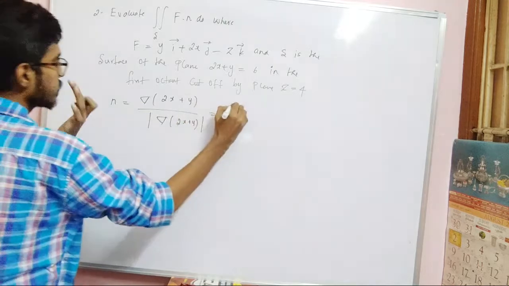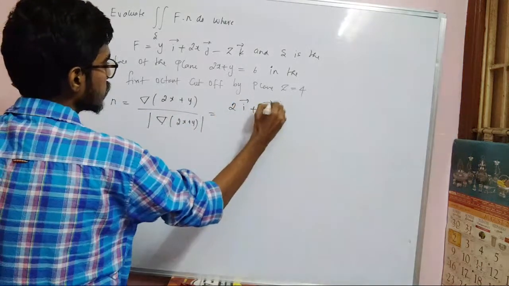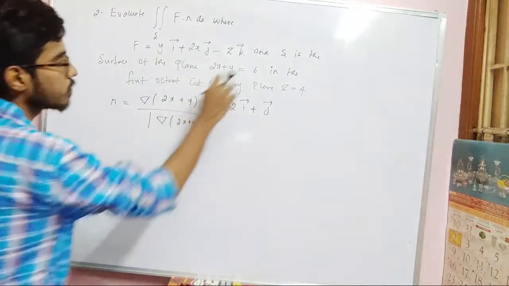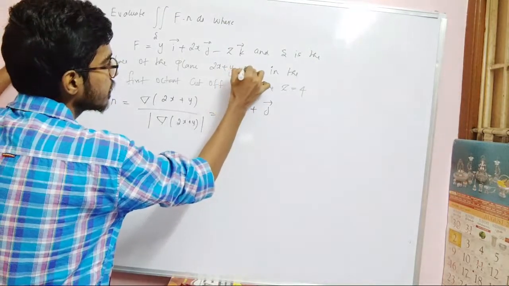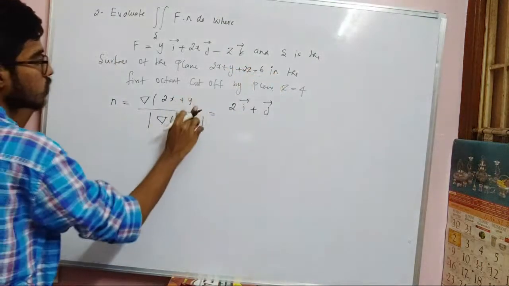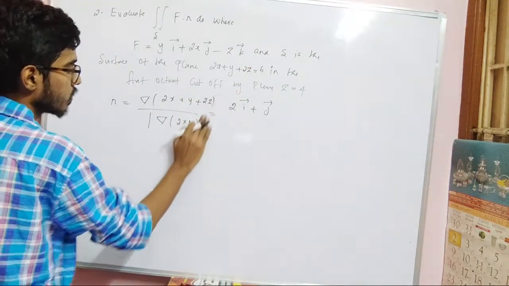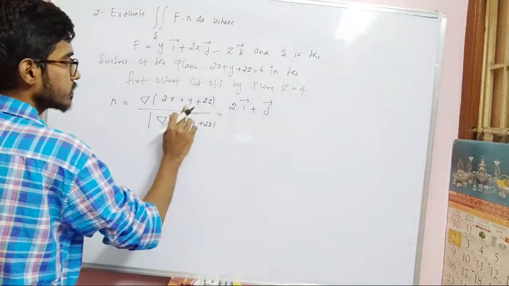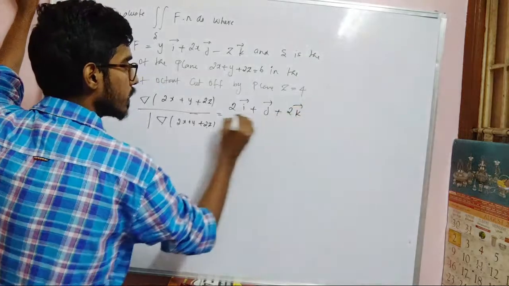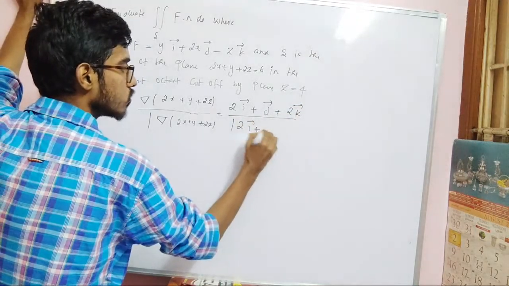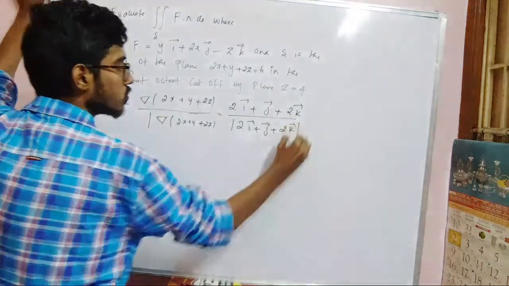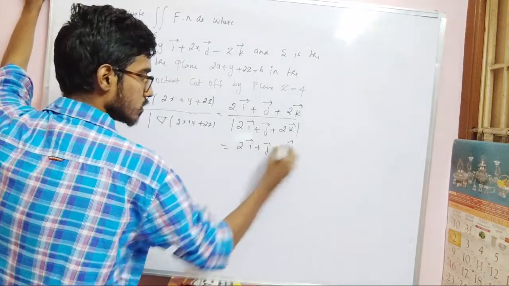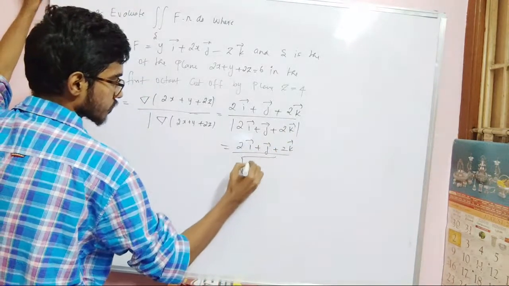The surface is 2x plus y plus 2z is equal to 6. So the gradient of this is 2i vector plus j vector plus 2k vector, divided by the modulus of 2i plus j plus 2k, which is the square root of x square plus y square plus z square.